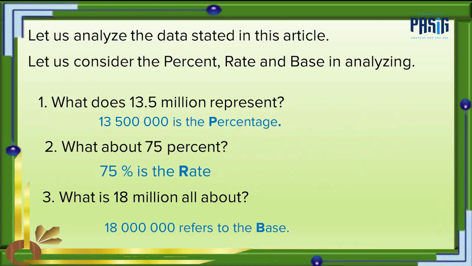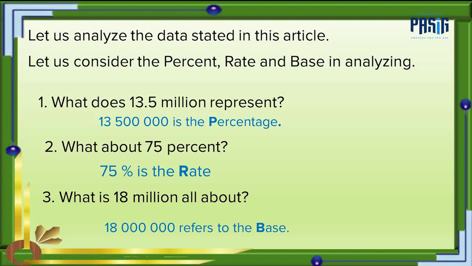Based on this article, let us analyze the data stated. Let us consider the percent, rate, and the base in analyzing. Question number 1. What does 13.5 million represent? 13.5 million, or 13,500,000, is the percentage. That's correct. Number 2, what about 75%? 75% is the rate. That's correct.